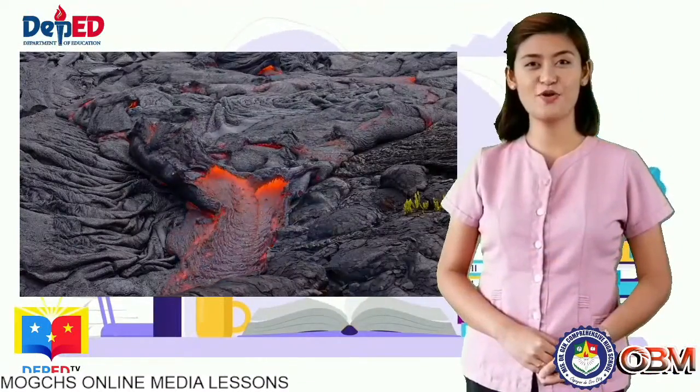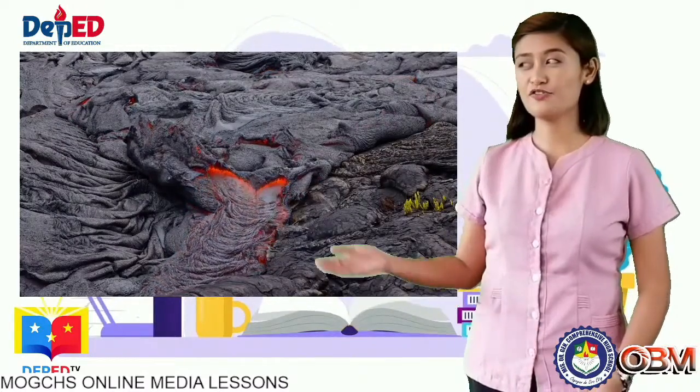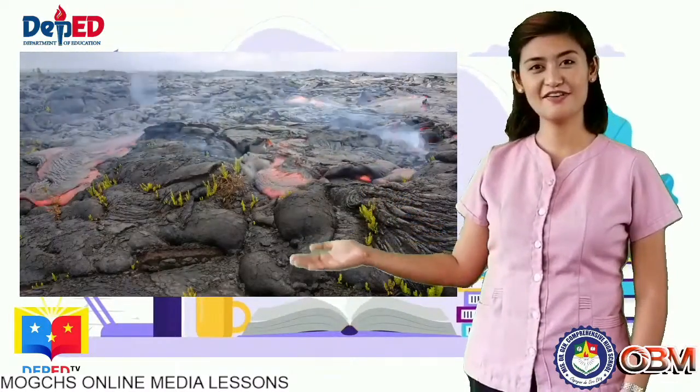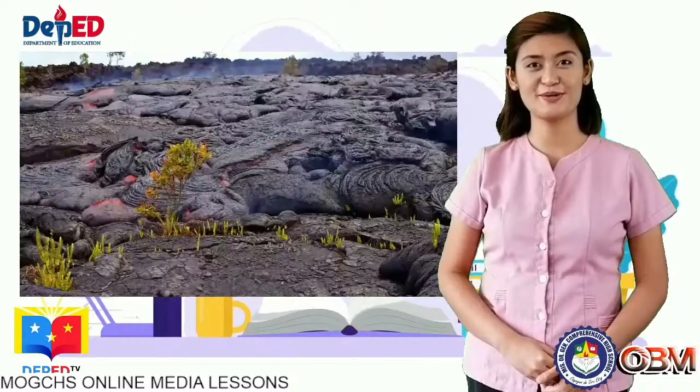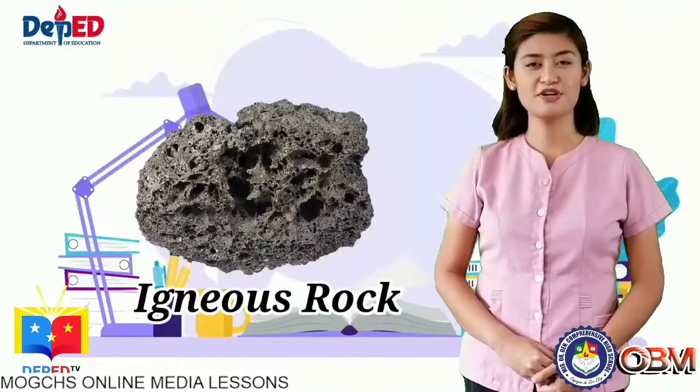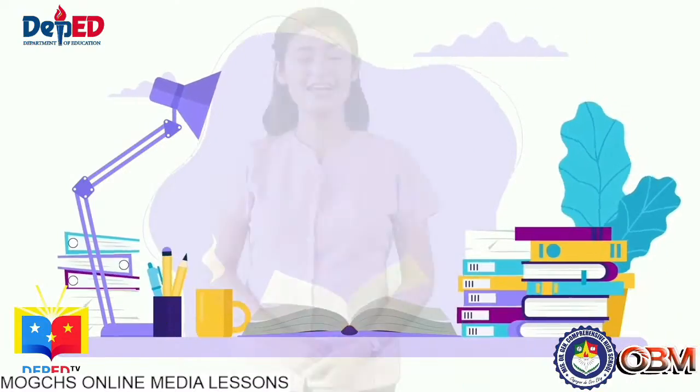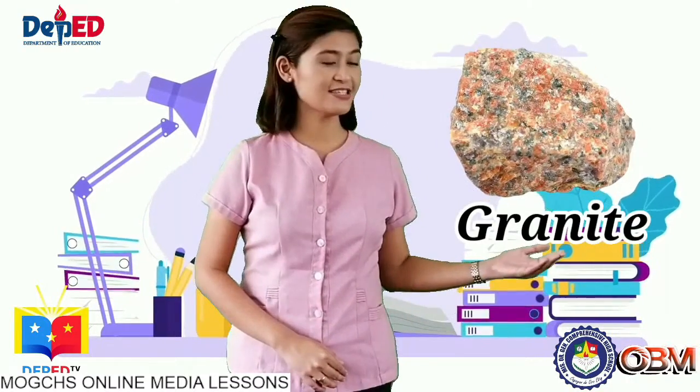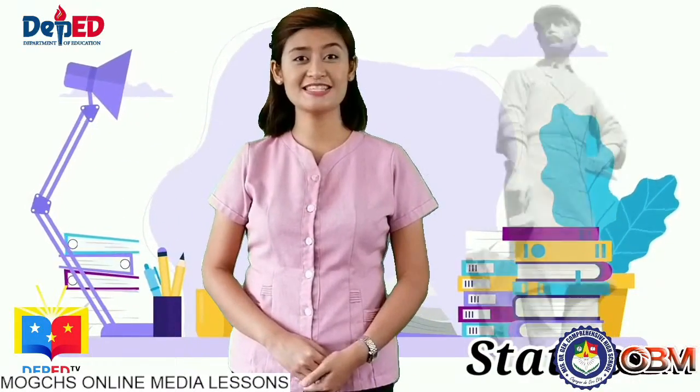Igneous rocks are formed from the solidification of molten rock material, lava, which flows out of a volcano. This lava cools and solidifies and becomes an igneous rock. An example is granite, which is used in making statues.